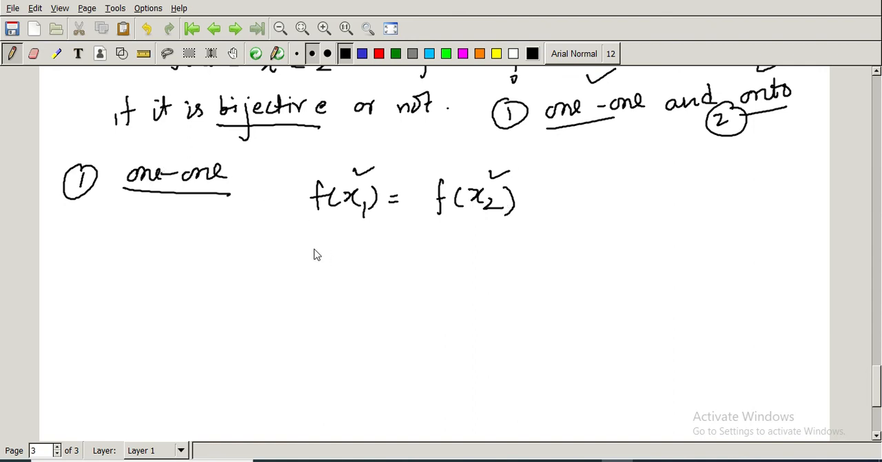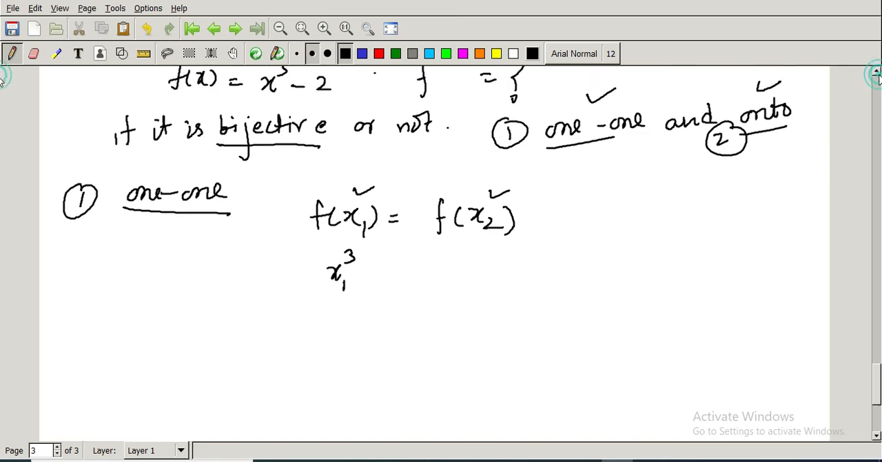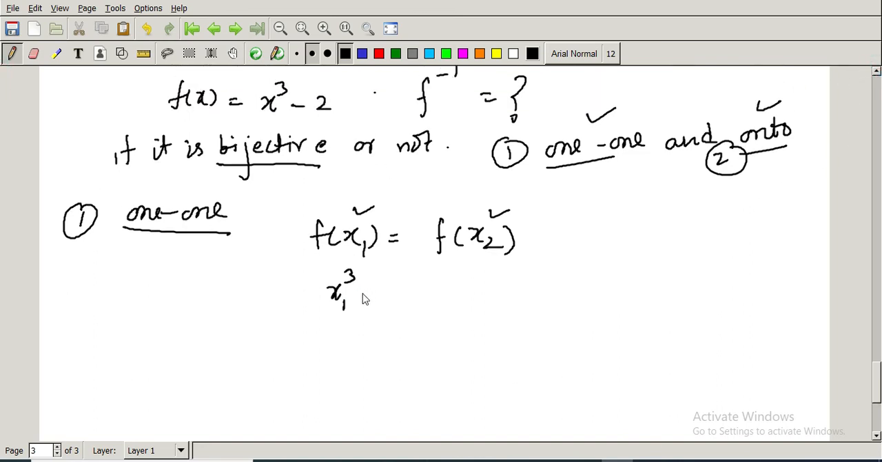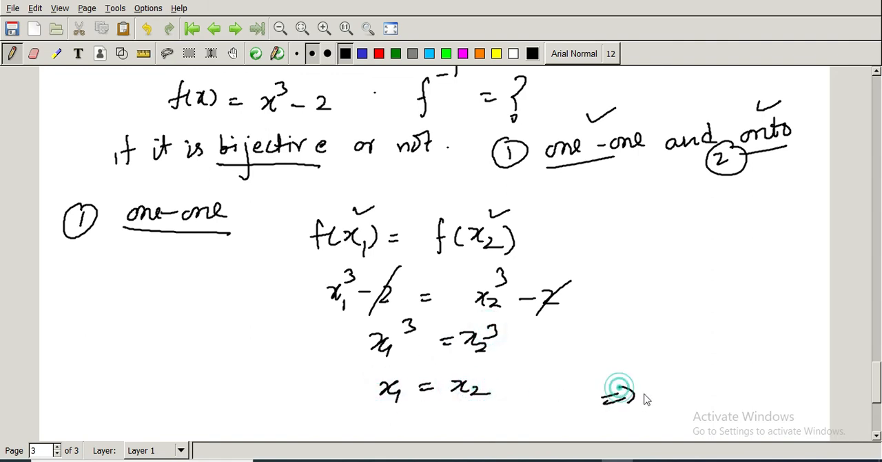The function is x cube minus 2. f(x1) means x1 cube minus 2, placing x1 in place of x, and f(x2) is x2 cube minus 2. Then the 2 will be cancelled, so x1 cube is equal to x2 cube. So we can write x1 is equal to x2. So it proves that it is one-one.